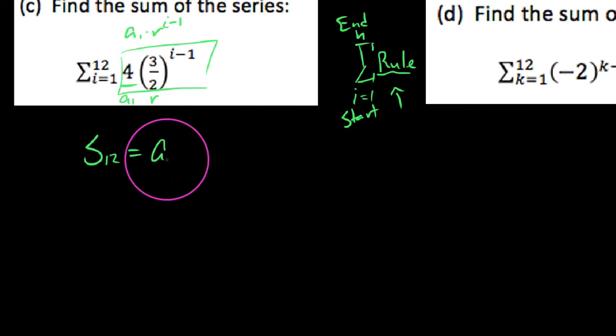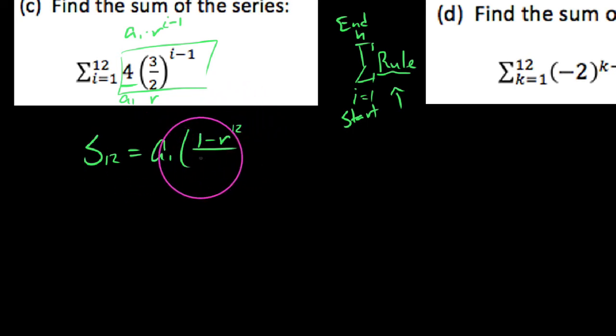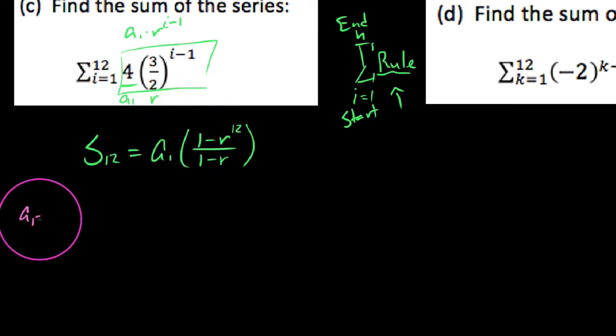So we say our rule is A1 times 1 minus R to the nth, where n is 12, so 1 minus R to the 12th, all over 1 minus R. And so now we need to know a few things about this rule, like what is A1? A1 equals 4. We can see this clearly here. We say R equals 3 halves.